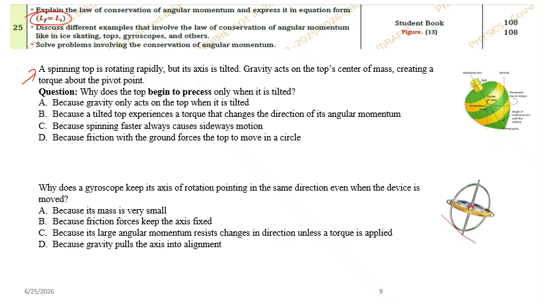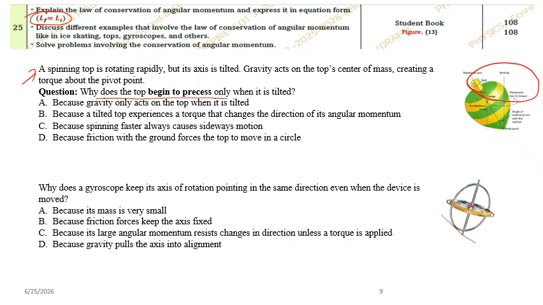Okay, now a spinning top rotates rapidly, but its axis is tilted. Gravity acts on the top. Okay, the center of mass creates a torque about the pivot. Why does the top begin to precess? Like, see, what is precession? Precession is nothing but this: when this particular object rotates, it will be making a circle like this. So they are asking why it is making a circle like this.